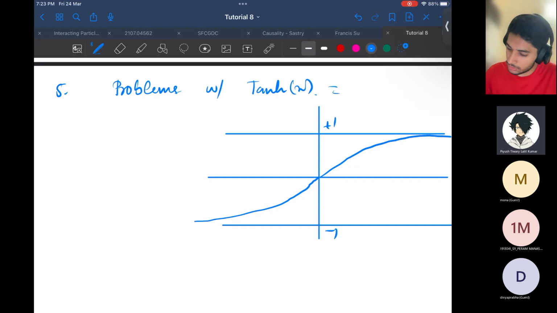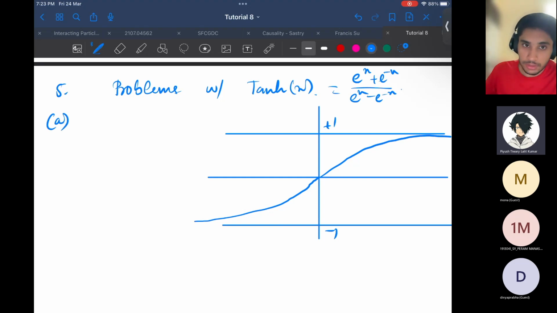I think the expression for this is something like e raised to x plus e raised to minus x upon e raised to x minus e raised to minus x, something like this. I don't remember exactly, but I remember the graph. This is how the graph looks. Okay, so let us look at the options.